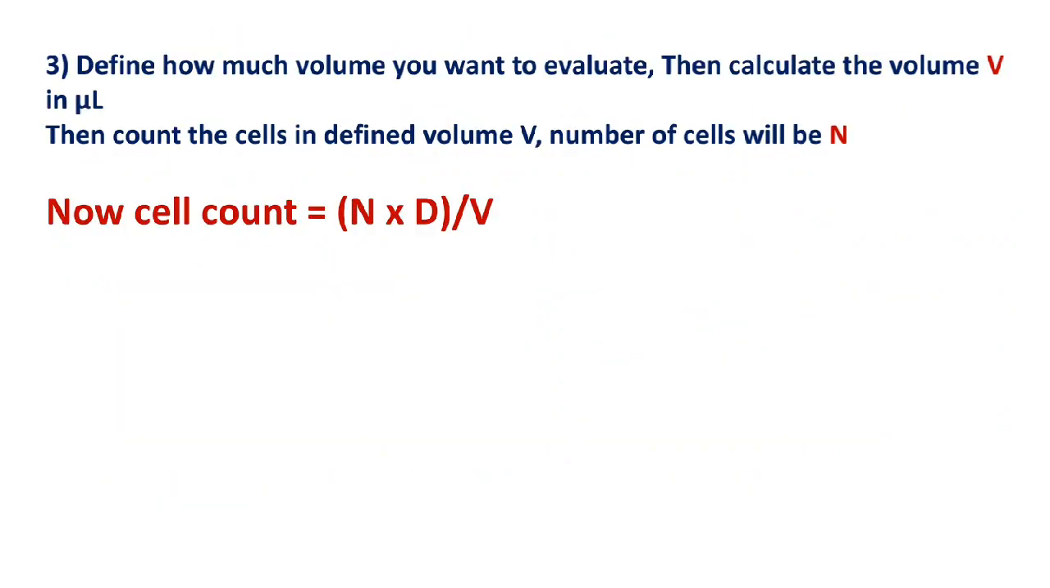Third, define how much volume you want to evaluate and calculate the volume V of Neubauer's chamber where you want to count the cells N. And finally, you will have the cell count by using the formula N D over V.